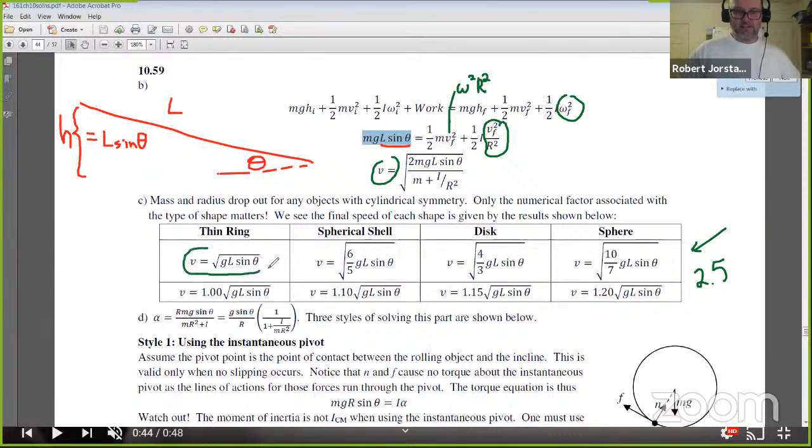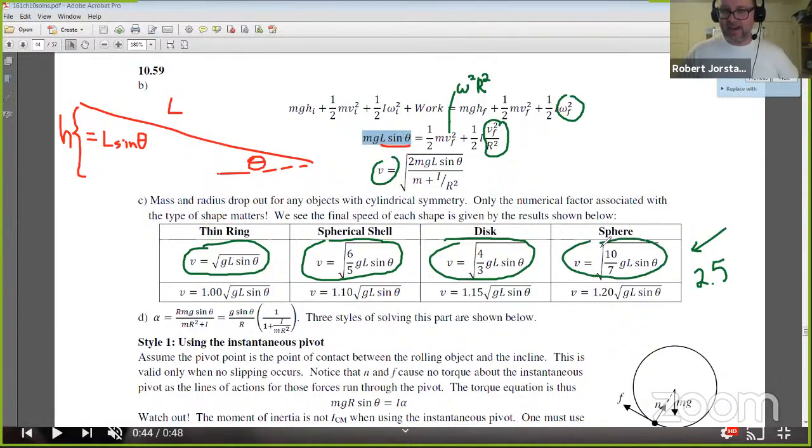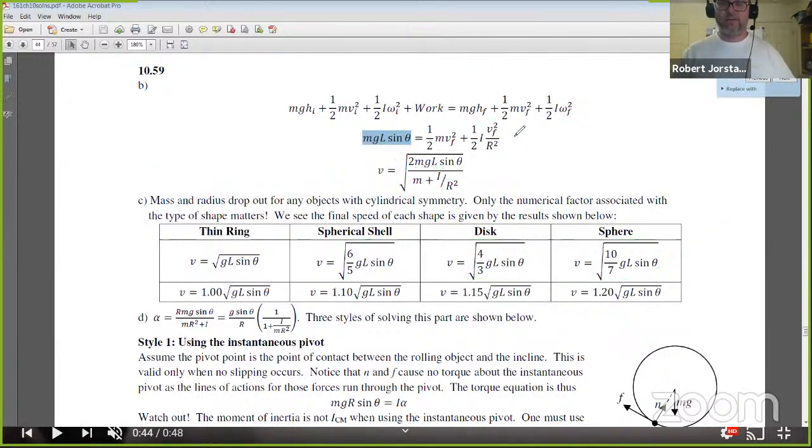Look at the speed of these. Notice that mass does not appear in any of them. Notice that radius does not appear in any of them. Do you see that? The mass appears in the moment of inertia and they all cancel out. The radius appears in conjunction with the moment of inertia. Mass and radius drop out. Crazy! The final speeds depend only on that numerical factor in the moments of inertia for this problem.